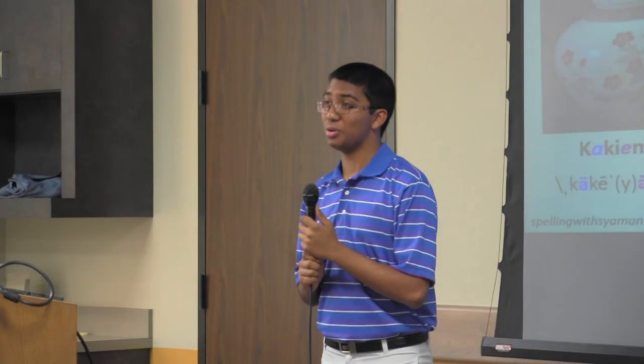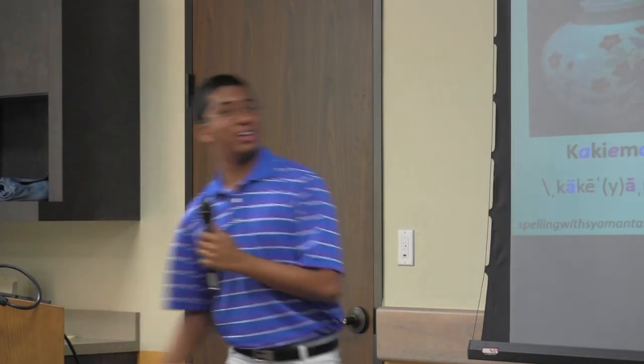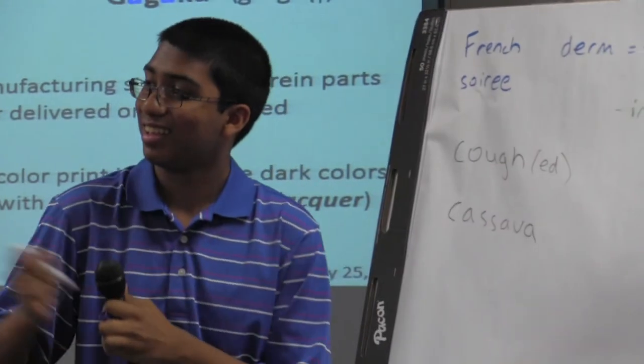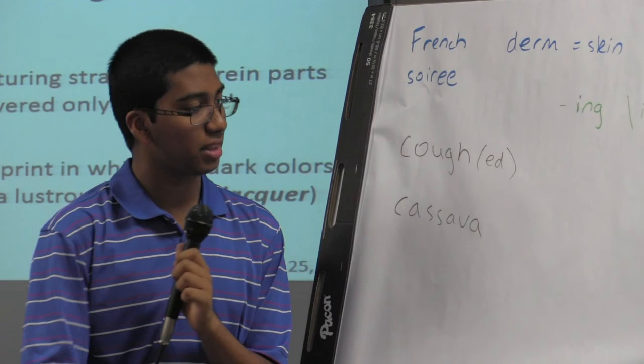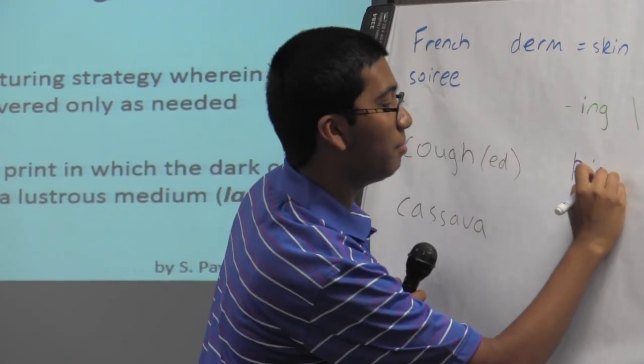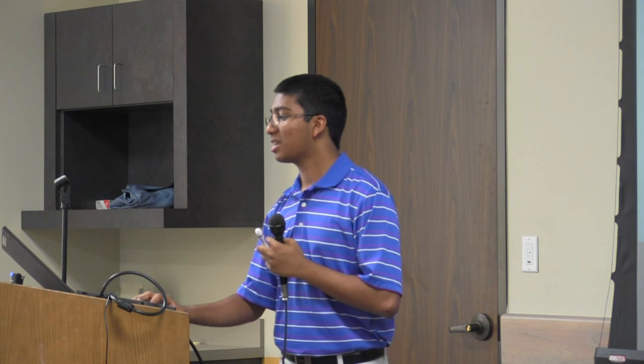So, let's do a fun word. Who can spell the word kimono? Good. Yay, many hands. So, let's spell the word kimono. Go ahead. Someone, yes. K-I-M-O-N-O. Yeah. K-I-M-O-N-O. And now, two challenge words. Let me find you the definitions and then we can go. So, the first word is kakemono.